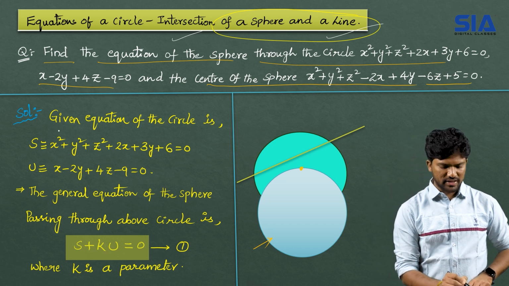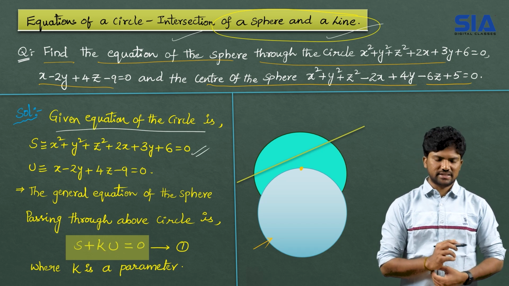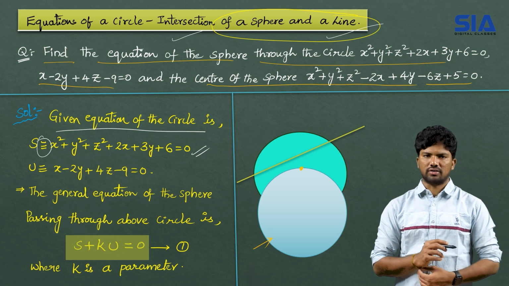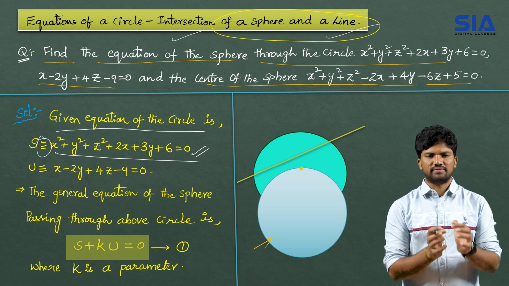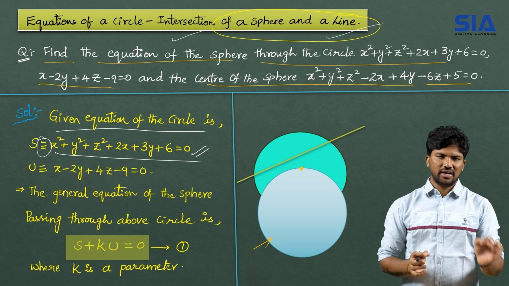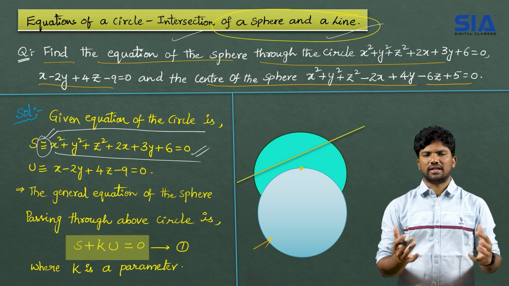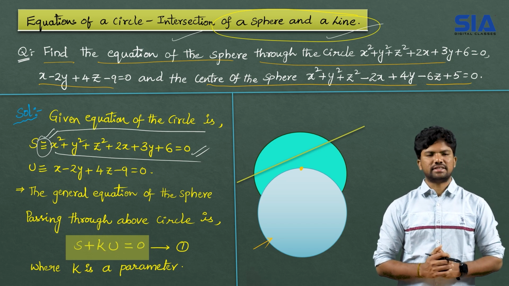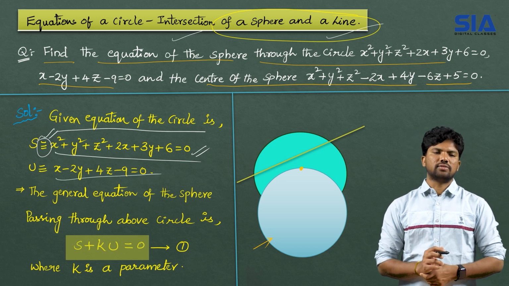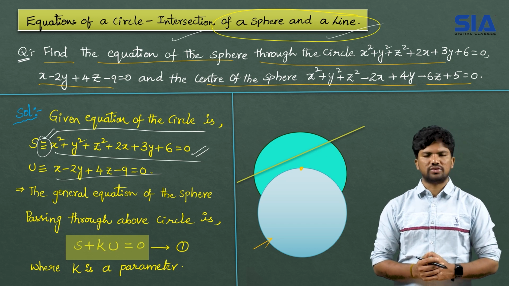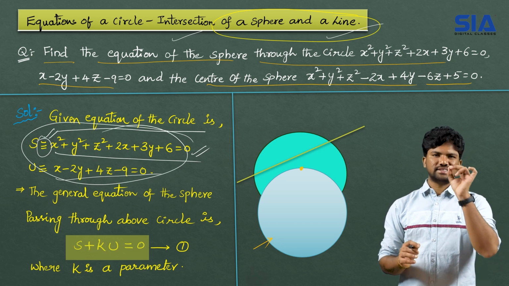First of all, see, the given equation of the circle we can denote as capital S is congruent to, this is the congruent symbol you know very well. The general notation of the circle we can indicate with a capital S. Whenever you give the notation, we can use the congruent symbol or the equality symbol. So S is x square plus y square plus z square plus 2x plus 3y plus 6 is equal to 0, and capital U is x minus 2y plus 4z minus 9 is equal to 0. Together we can call these two equations a circle.